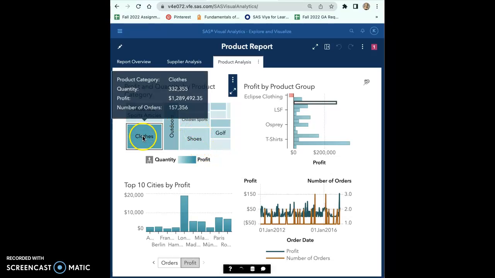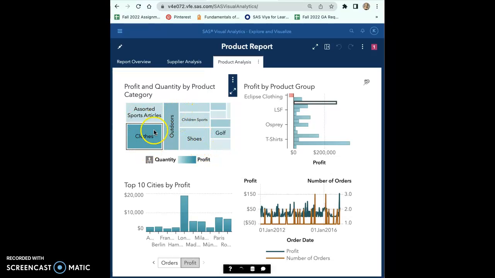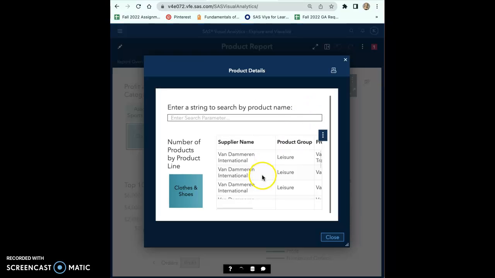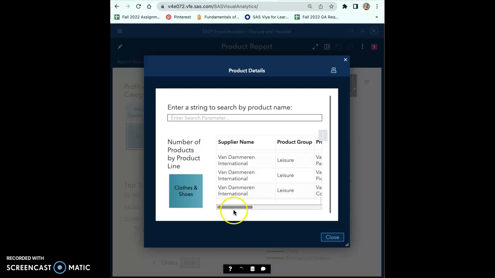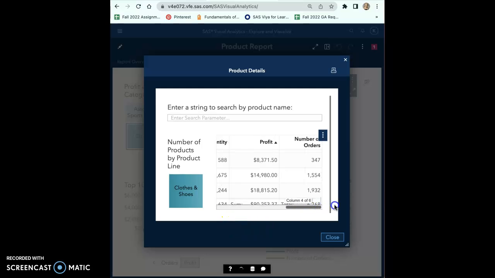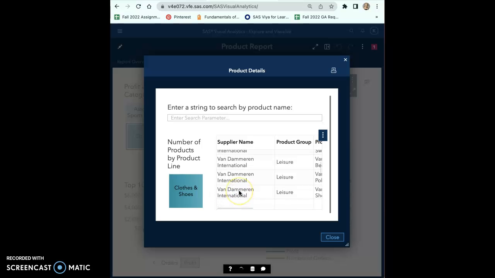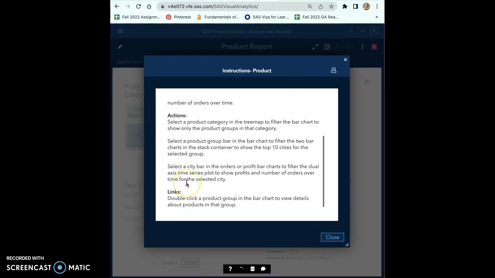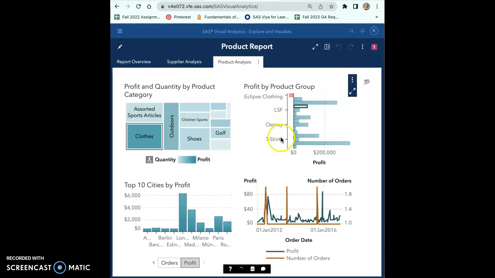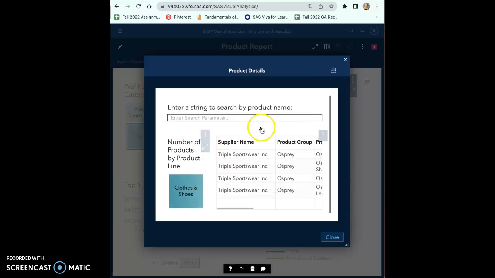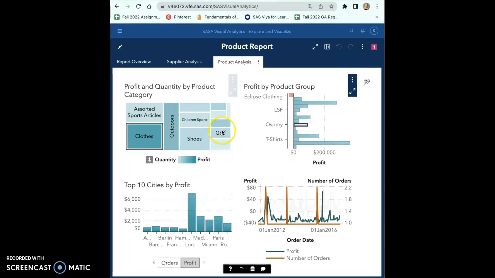So we're going to click on this one, for example, close, and then double clicking on any of these for the bar chart, we'll find all the links for each supplier or for each product analysis. And that is also told in this corner. So links, double click the product group in the bar chart to show details about the products. So this is how you find it. This is for Osprey. So that is the first question.